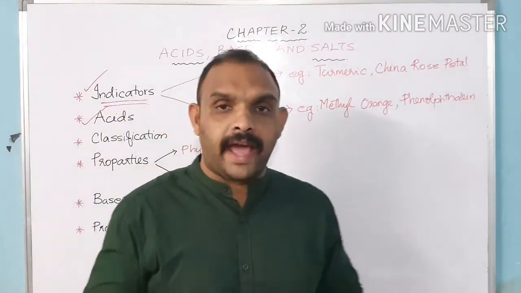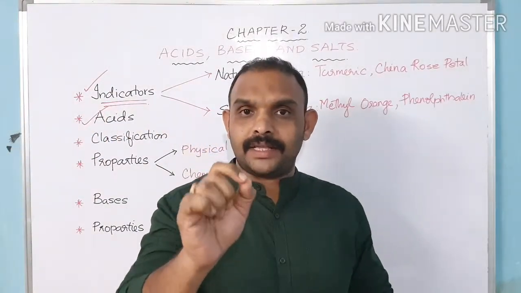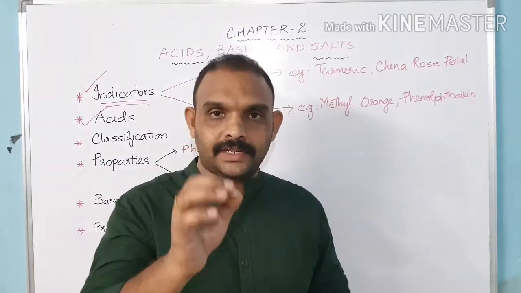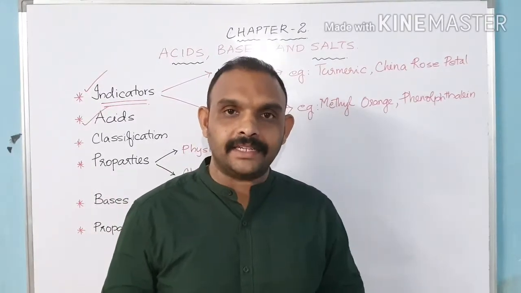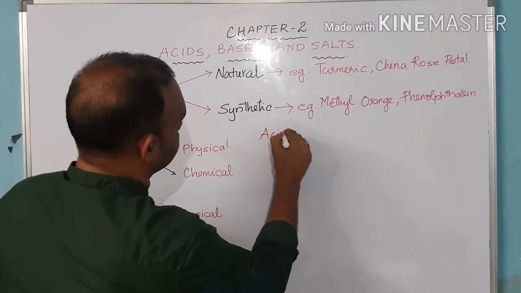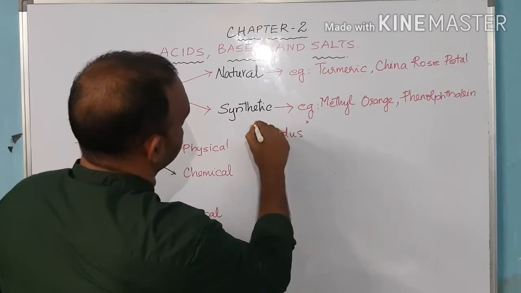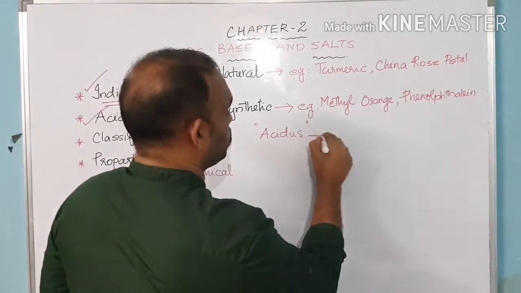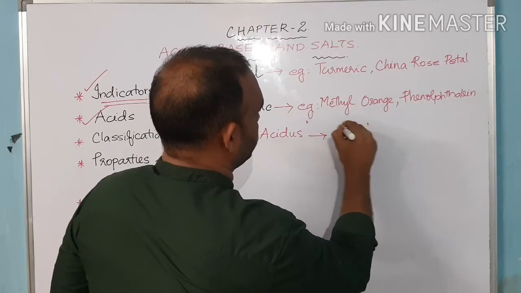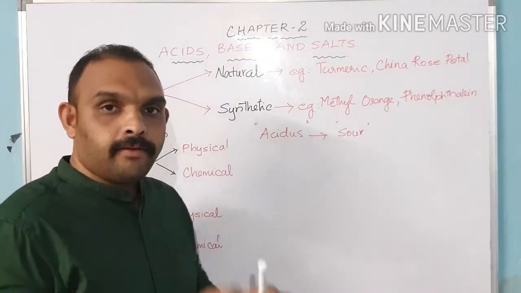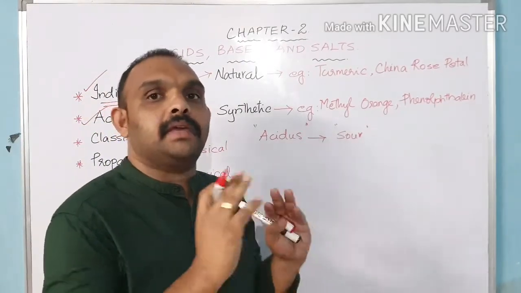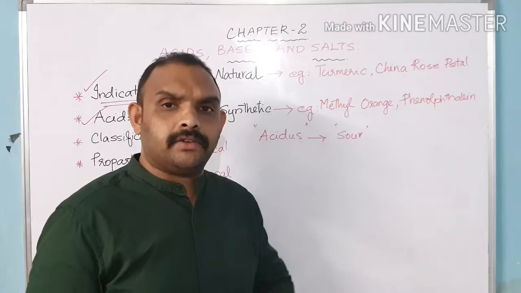While talking about the acids, you should know what is the meaning of the term acid or from where it is derived. The term acid is derived from a Latin word acidus. Acidus means sour in taste. So, is this a definition for acid? Obviously not. This is just the meaning. What is the definition of acid?